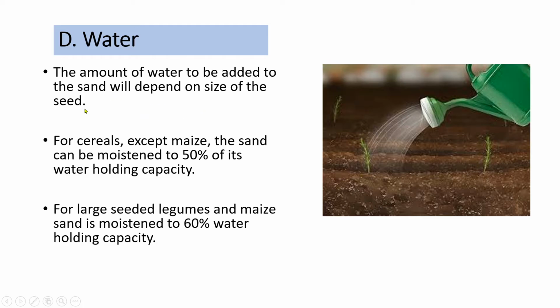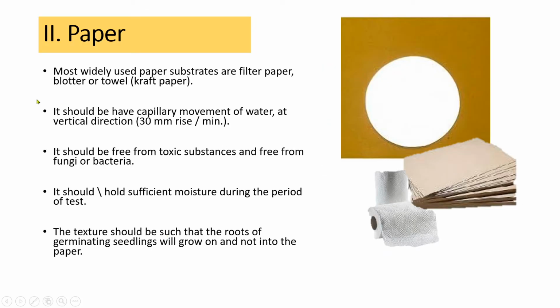Coming to water requirement, the amount of water to be added to the sand will depend on the size of the seed. For example, for cereals except maize, where water requirement is very high, the sand can be moistened to about 50% of its water holding capacity. And for large seeds such as legumes and maize, the moisture content should be 60% of the water holding capacity.